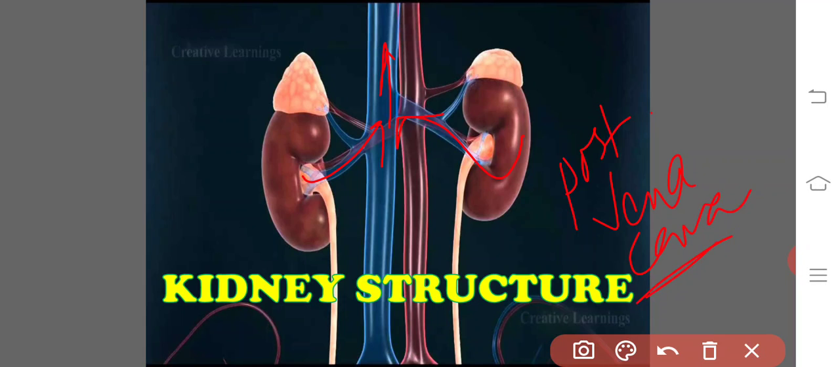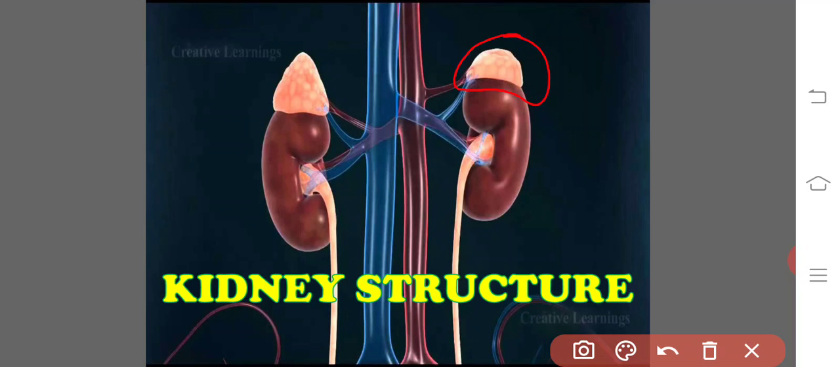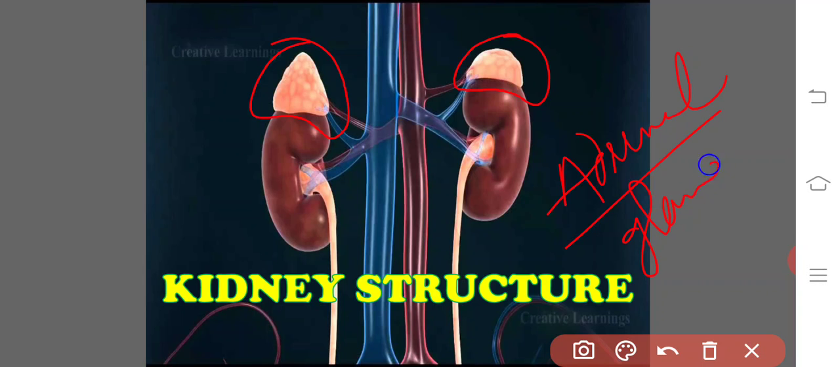That is the supply of the blood vessels: the renal artery and the renal veins. And one more thing we should remember here: there are totally two kidneys, and one pair of adrenal glands above the kidneys.